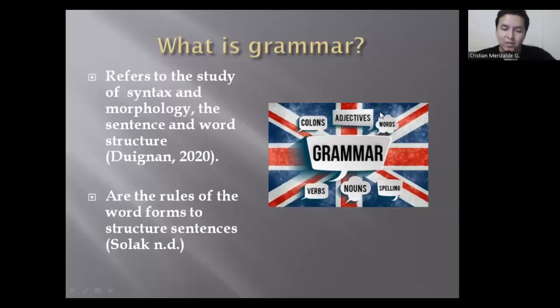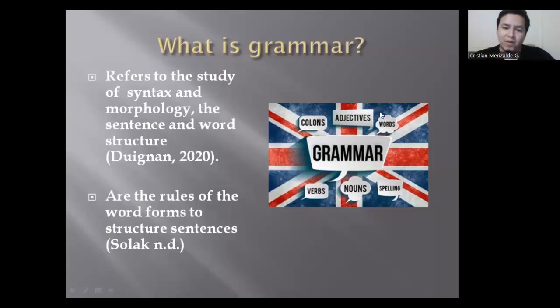I think it's important to know some basic information about what grammar is and what vocabulary is before getting into the activities to assess vocabulary and grammar, okay? So, in the context of grammar, 2020 refers to the study of syntax and morphology, the sentence and the word structure. The syntax is the order of the words to give sense to a sentence. And the morphology is the internal structure of the words.